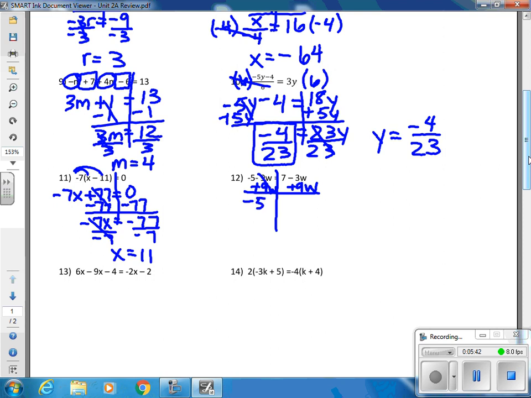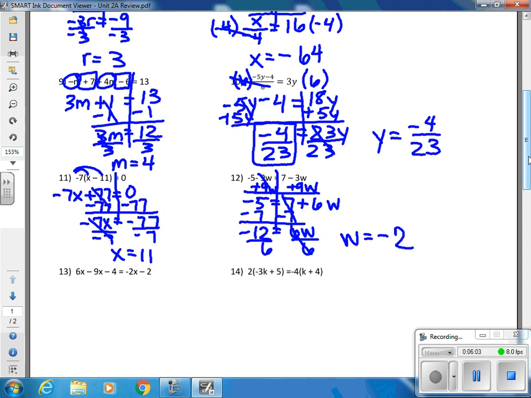Now we have negative 5 equals 7, and negative 3 plus 9 is going to be a positive 6w. And here we are right back at that two-step. To get rid of positive 7, you have to subtract 7 to the other side. Negative 5 minus 7 is negative 12 equals 6w. To get rid of 6, you want to divide by 6, and that leaves you with w equals negative 2.